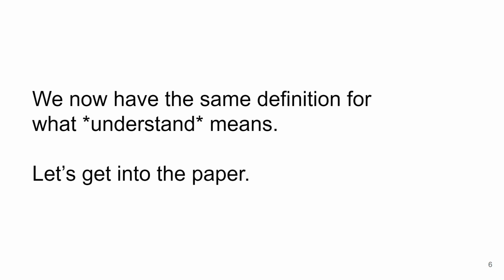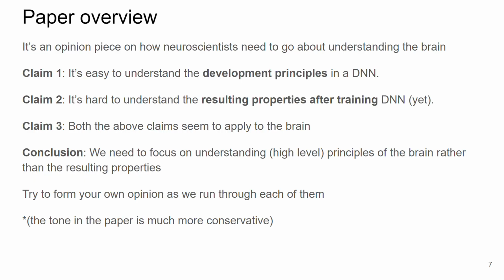So now that we have the same definition for what the word understand means, let's get into the paper. This is the paper in just one slide. The paper is an opinion piece on how neuroscientists need to go about understanding the brain. So they make these claims and draw the conclusion from them. Claim number one is, this is not exactly the format they follow. I've reorganized it this way because I think it makes the point much more clearly.